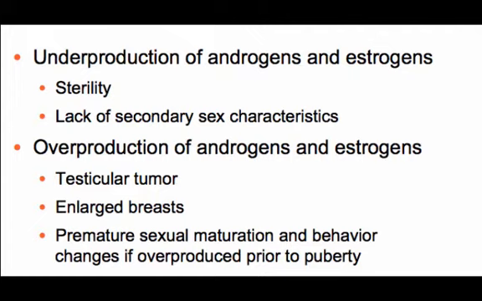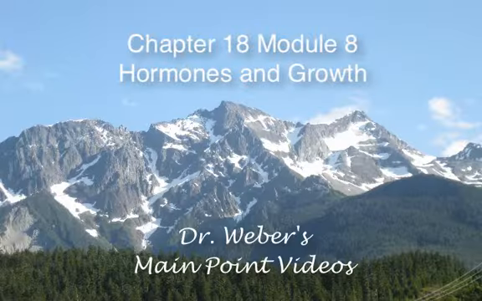An overproduction of these hormones could lead to testicular tumors in the male or increased breast enlargement. If these hormones are overproduced during puberty, premature sexual maturation and related behavioral changes could occur. This ends Chapter 18, Module 8, Hormones and Growth.